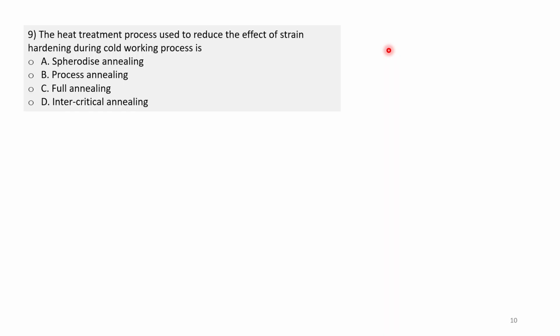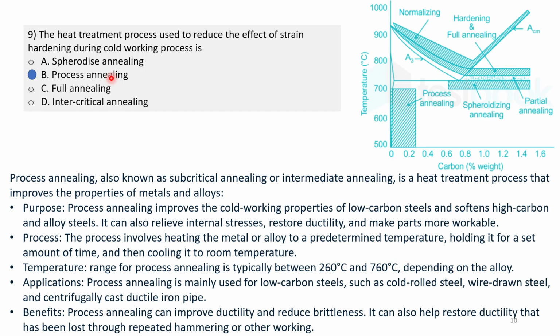Ninth question is the heat treatment process used to produce the effect of strain hardening during cold working processes. Your options are spheroidized annealing, process annealing, full annealing and intercritical annealing. So the only annealing that is done during the process is process annealing, or in-process annealing. So this one would be the correct answer.